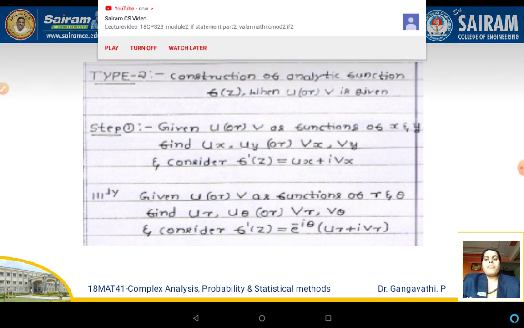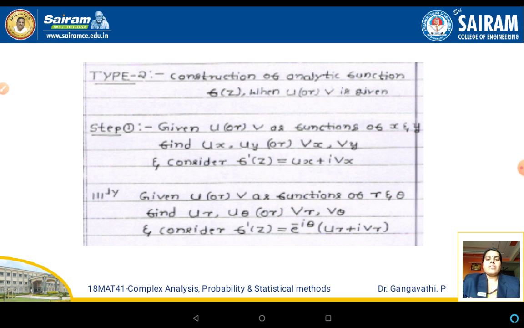As step 1, u or v is given as a function of x and y. We have to find the derivatives of u with respect to x and with respect to y, that is find ux, uy, or if v has been given, find vx, vy. And consider f dash of z is equal to ux plus i vx. This is the result which we obtained while proving the CR equations, and we will make use of it here in order to construct the analytic function.